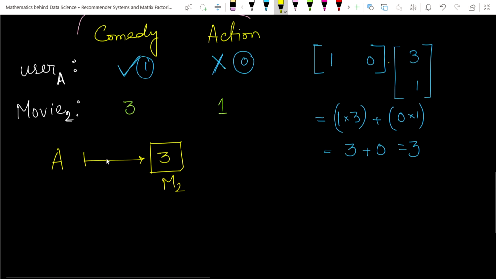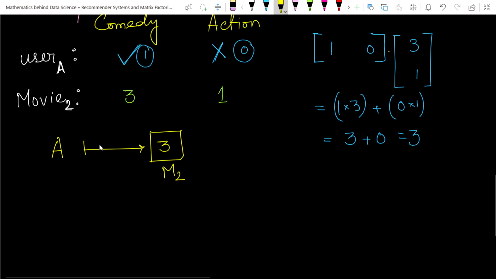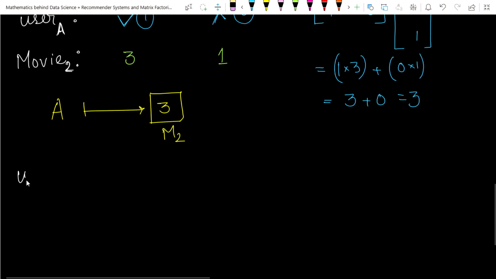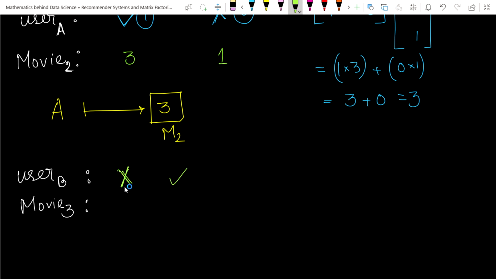Now let's take another example. Let me take another user, user B, and the same movie, movie 2. Let user B like action movies and not like comedy movies. It will be better if we take the same movie 2.